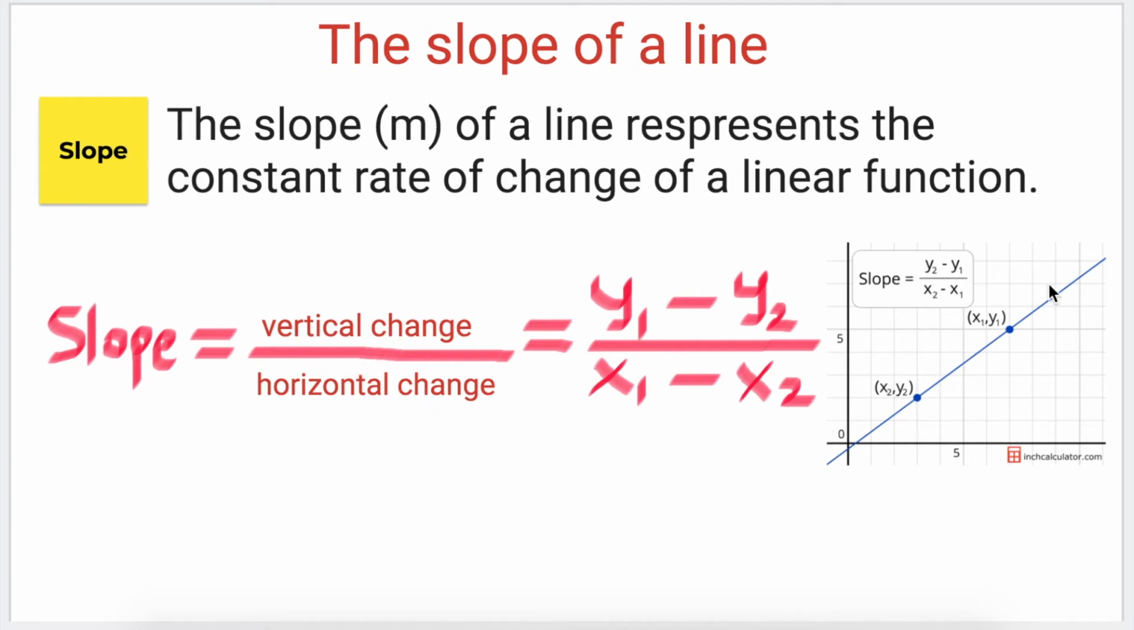Now, if you have 2 points on a line, (x1, y1), that is up here, and (x2, y2), that's down here, you can use those 2 points on the line to calculate the slope of that line simply by subtracting the y coordinates in the numerator and then dividing by the difference of the x coordinates in the denominator.